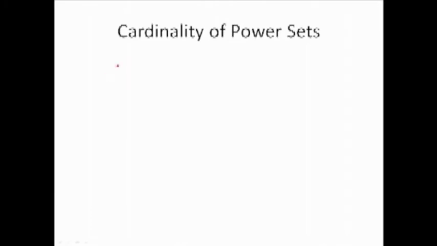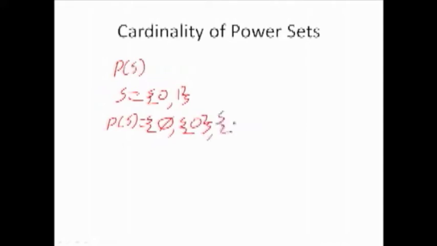Cardinality of power sets. A power set is denoted by P(S) and consists of all the subsets of the set S. For example, if the set S is equal to {0, 1}, the power set of S is equal to the empty set, the set {0}, the set {1}, and the set {0, 1}, because these are all subsets of the set S. Now the cardinality of the power set of S is equal to 2 to the power of |S|, where |S| is the cardinality of the set.